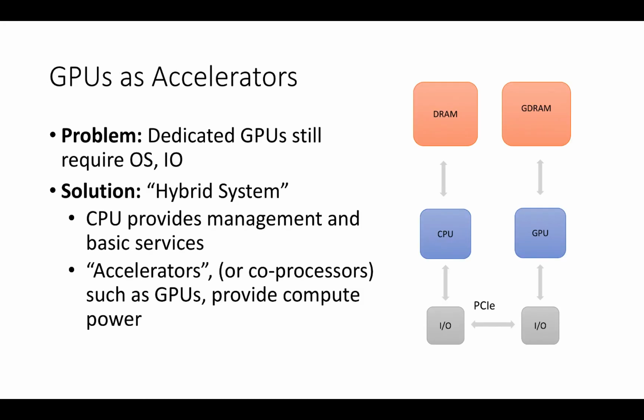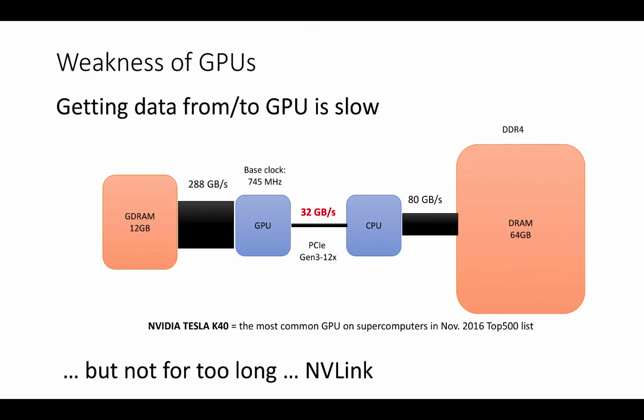One of the problems of dedicated GPUs is that they don't run an operating system. How do we solve this problem? The solution is to have a hybrid system consisting of a CPU and a GPU connected via a PCI Express bus. In this hybrid configuration, the CPU acts as a host and provides the GPU with basic management and services, since the GPU doesn't run an OS. In this configuration, the GPU acts as an accelerator or coprocessor, and it provides the computational power and increased parallelism. In this course, we are going to use dedicated GPUs connected to the CPU via a PCI Express bus.